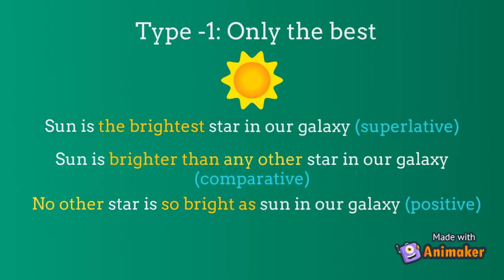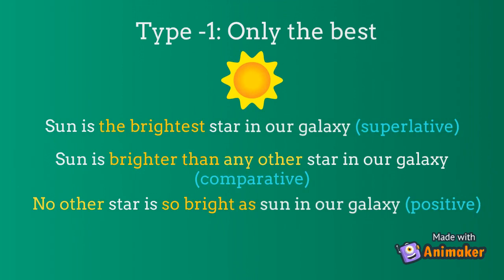To give you an idea of this type, let's say sun is the brightest star in our galaxy. This is a superlative sentence because we have the brightest in the sentence. According to the sentence, we compare sun with many other stars and say sun is bright and other stars are not. So this example is only the best type. We make comparison and finally select one thing as superior.